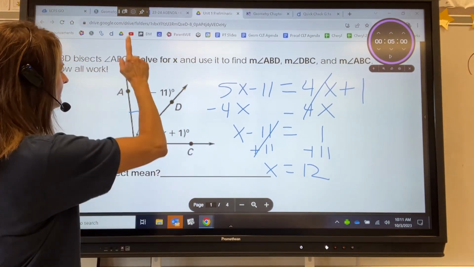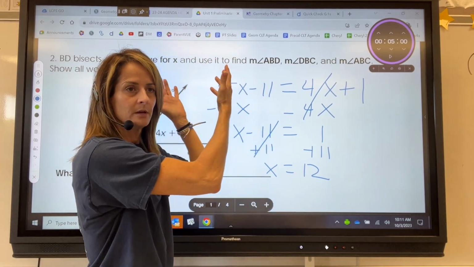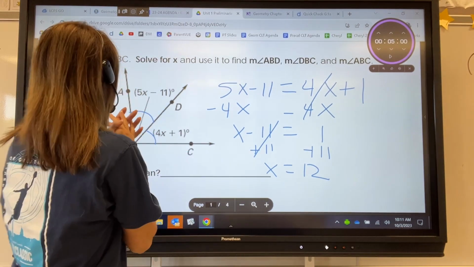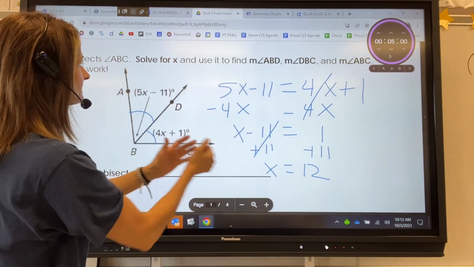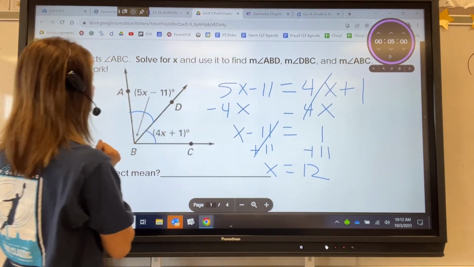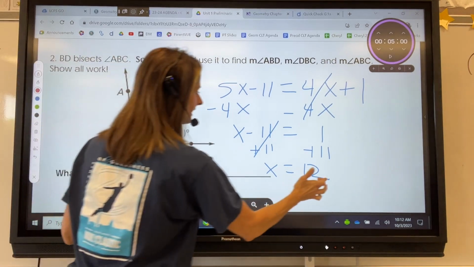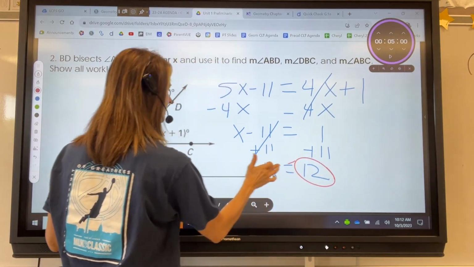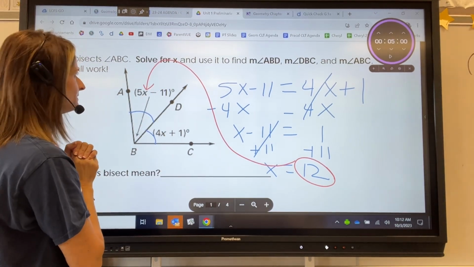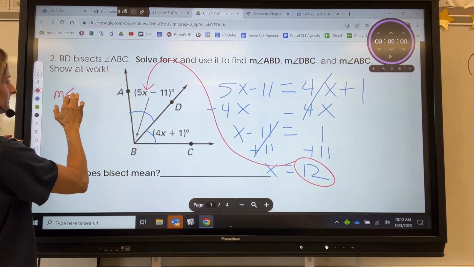All right, so now, once we get the value for x, we read the problem. Because we might have answered it, we might be done. Solve for x and use it to find the measure of angle ABD. Oh, well, okay. I'm going to have to plug that in then. Take my 12 and plug it in to find the measure of angle ABD. So what is that? Anyone get that yet?